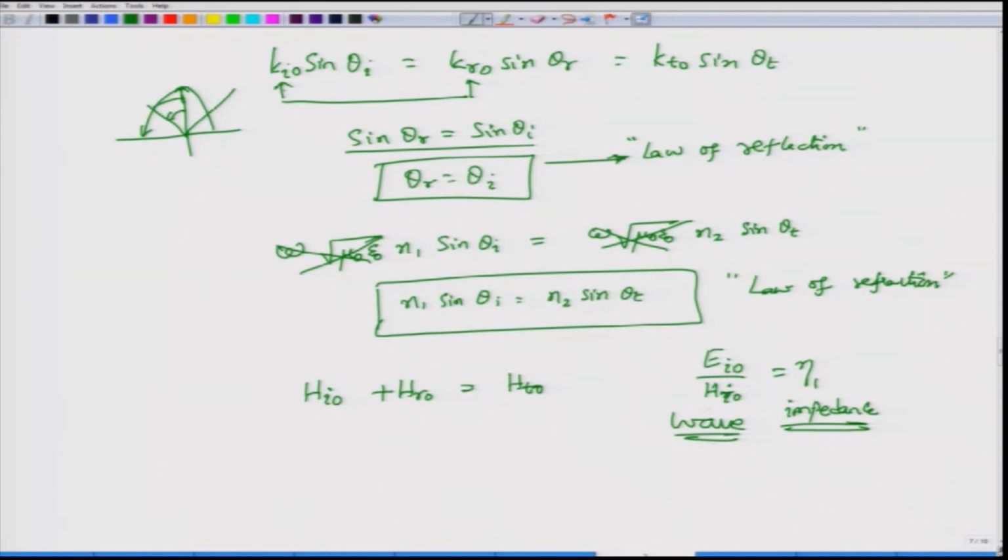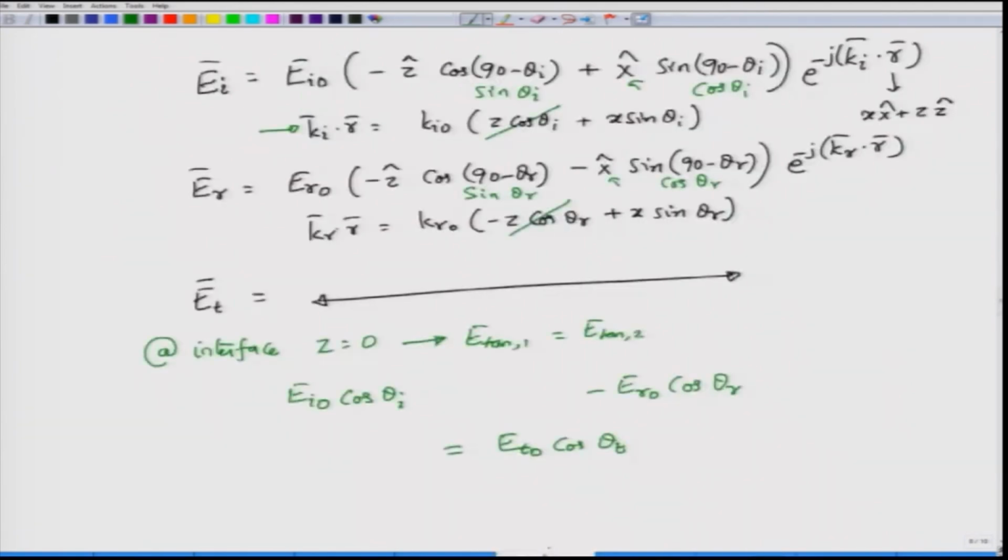The same condition holds for the reflected and transmitted magnetic fields, so the condition on the magnetic field can be rewritten with H_I0 as E_I0 by eta 1 plus E_R0 by eta 1. Why would I write E_R0 by eta 1? Because the incident and reflected fields are in the same medium. So this must be equal to E_T0 divided by eta 2.